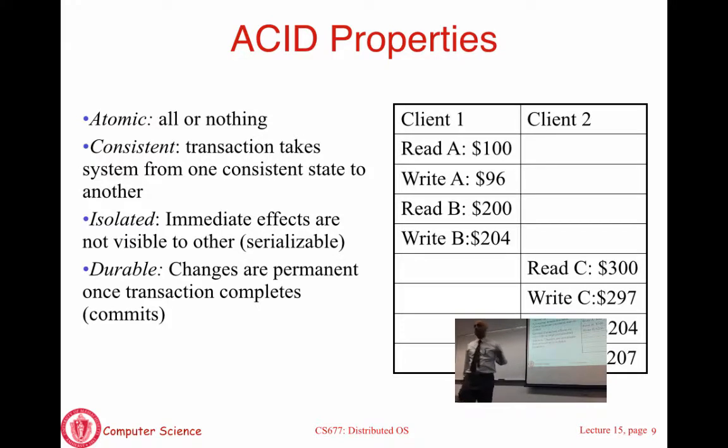Isolation, the third property, is also called serializability. Yes, if you've heard of the terms serializability and isolation, they mean the same thing. Basically, what they say is that even though transactions are executing concurrently, their effect on the system is as if they executed sequentially, like this.